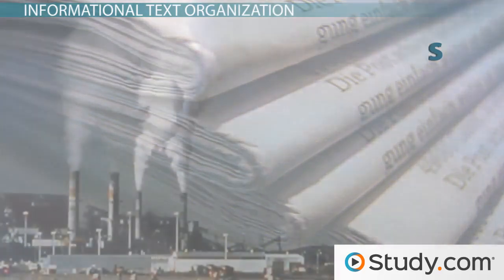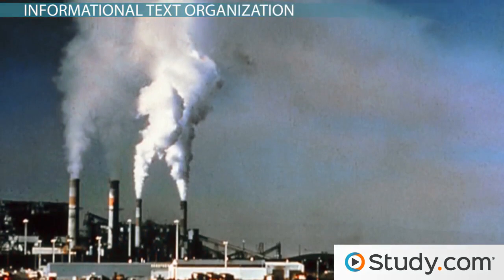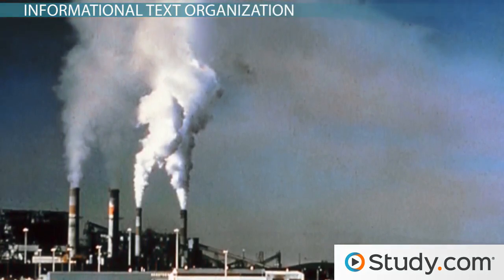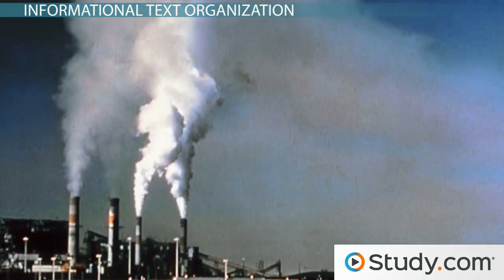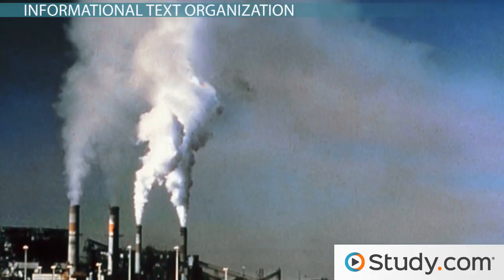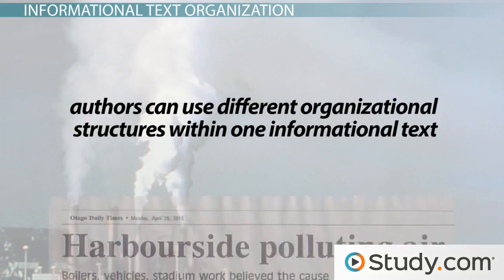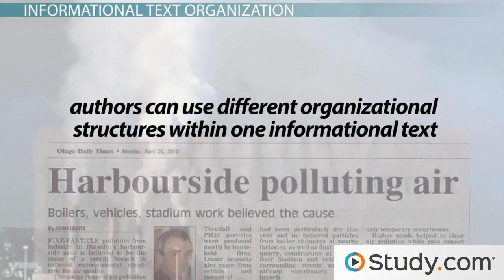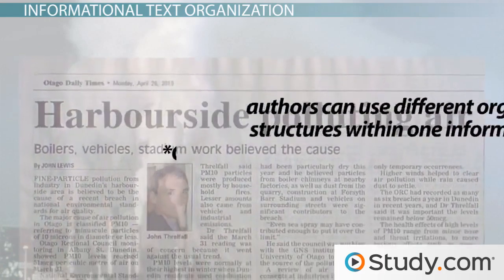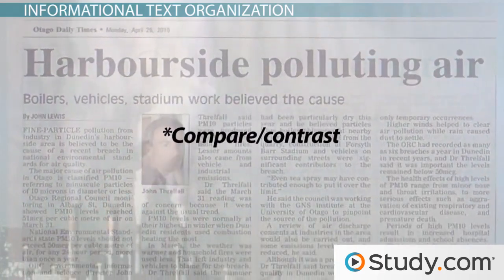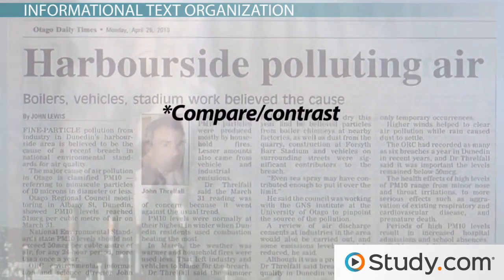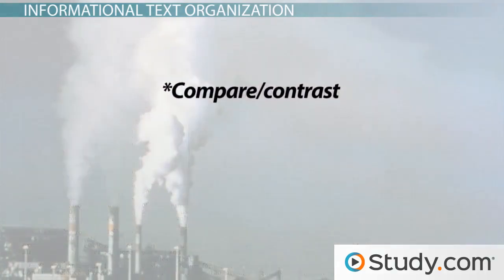An author might consistently use one organizational structure, such as when writing an article about the causes and effects of air pollution. But authors can use different organizational structures within one informational text. For example, in that same air pollution article, the author might decide to transition to a compare-contrast structure for a paragraph or two in order to compare air pollution in different countries.